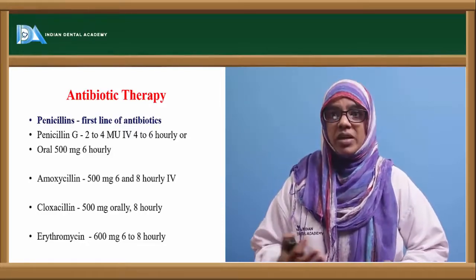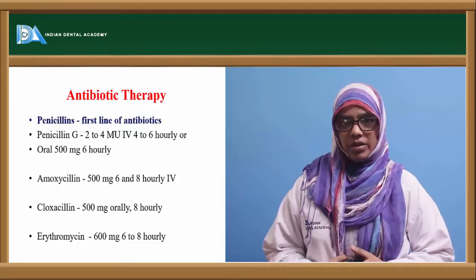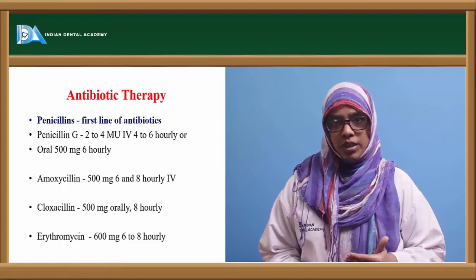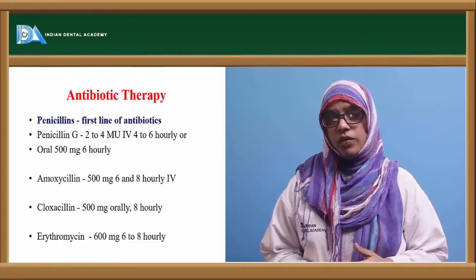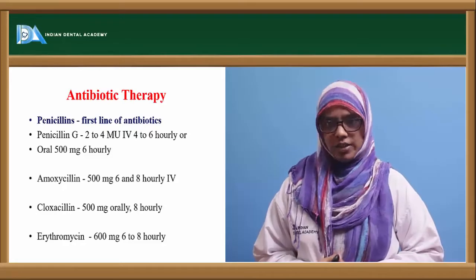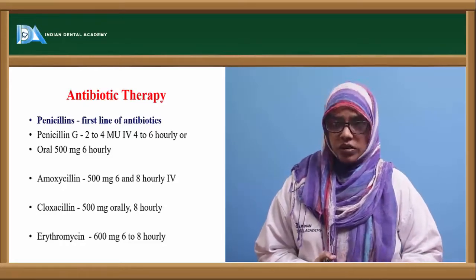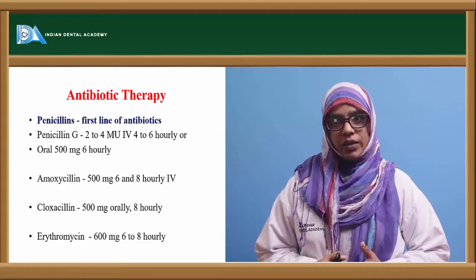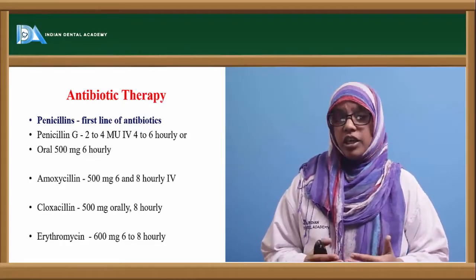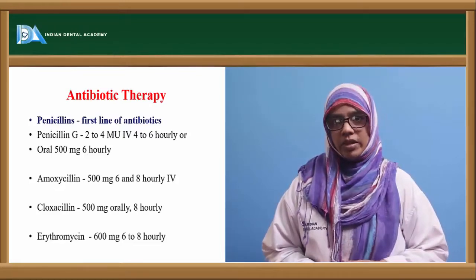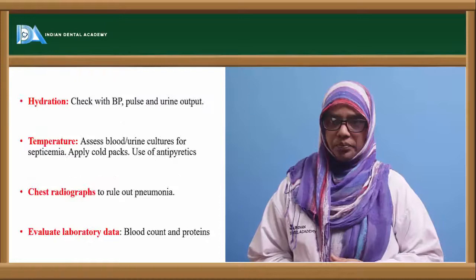Now these include penicillin, which is the first line of antibiotic, in the form of penicillin G, 2 to 4 million units IV, 4 hourly, or if the patient can be ambulatory, then oral 500 mg 6 hourly. You could also give amoxicillin 500 mg 6 to 8 hourly IV or cloxacillin 500 mg orally 8 hourly. If the patient is allergic to penicillin, you can opt for erythromycin 600 mg 6 to 8 hourly.